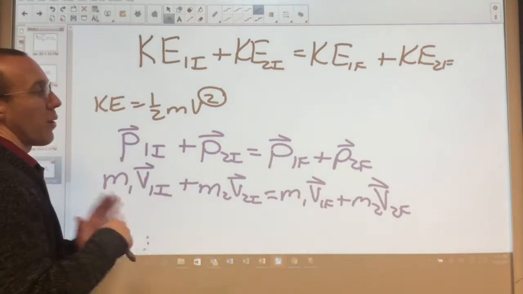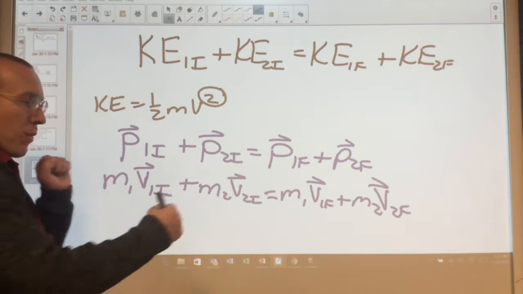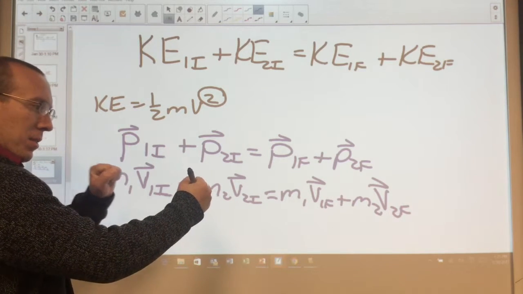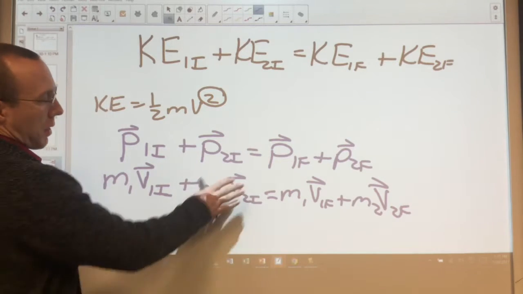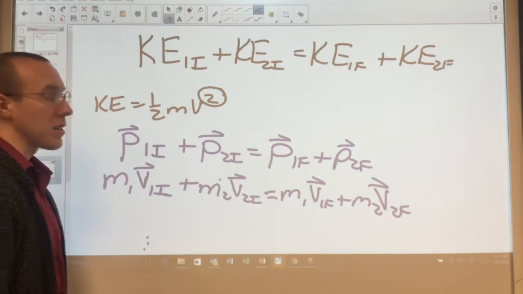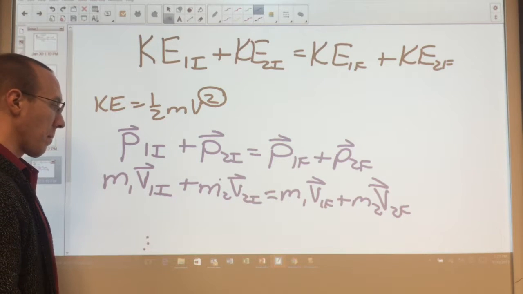So it's also nice if one of our velocities is 0, either at the beginning or at the end. So if we have mass 1 coming into mass 2, and mass 2 isn't moving, well then we have the initial velocity being 0. And then we can just get rid of that part. And that's really nice to have that happen, because it just makes the problem look a little easier.